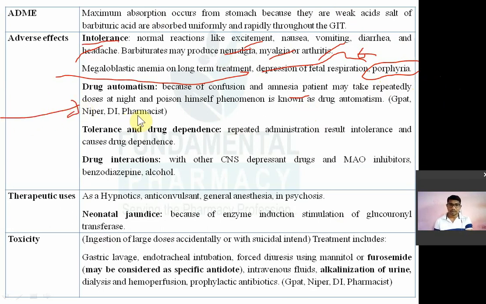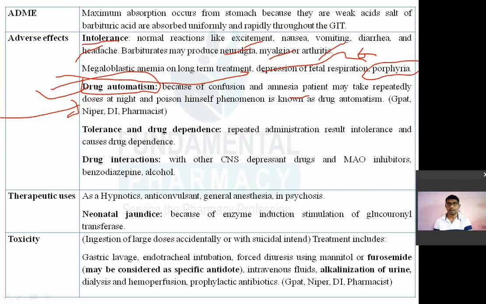Then next is drug automatism. ये बहुत इंटरेस्टिंग चीज़ है, इंटरेस्टिंग आइटम है ये drug automatism. तो इसमें क्या होता है? Drug automatism is the adverse effect of your barbiturates. So what happens? Because of confusion and amnesia, patient may take repeated doses at night and poison himself. The phenomenon is known as drug automatism.